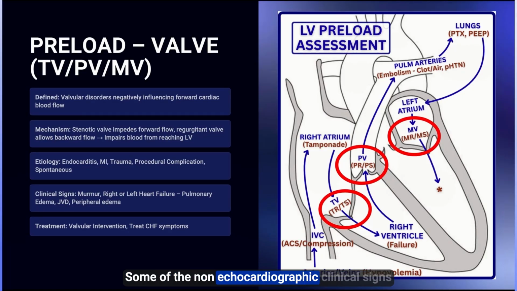Some of the non-echocardiographic clinical signs are the presence of a murmur, right or left heart failure symptoms such as pulmonary edema, jugular venous distension, and peripheral edema. And then the treatment here really is treating the congestive heart failure symptoms and subsequent valvular intervention as well.